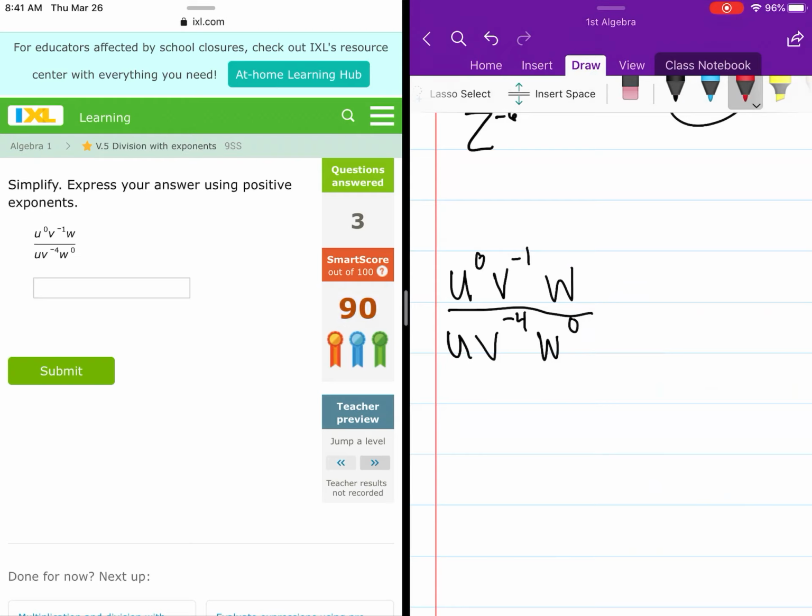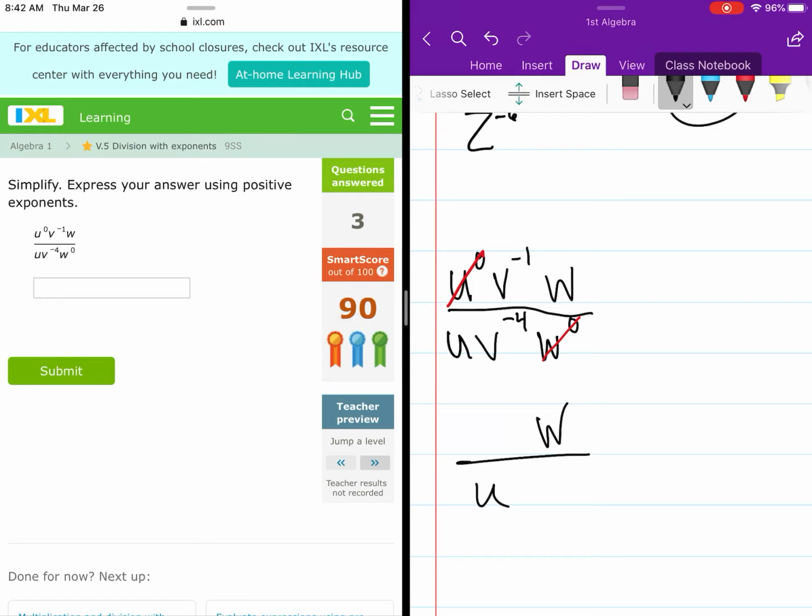Remember, anytime that you have the exponent zeros, you don't really have to write those anymore because they become a 1. So I can eliminate those. I don't need them there. If you notice, the U is in the bottom and it's positive, so it's going to stay in the bottom of our fraction. W is going to remain in the top because there is no other W's and it's positive, so it's going to remain where it is.